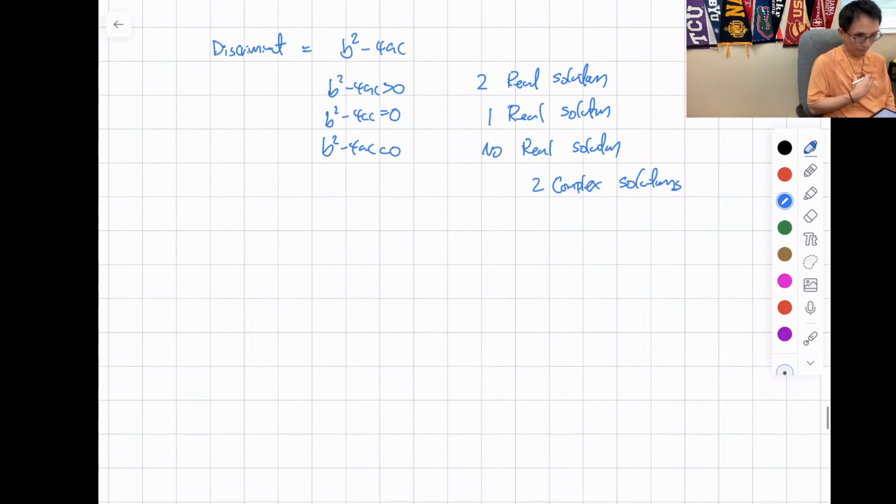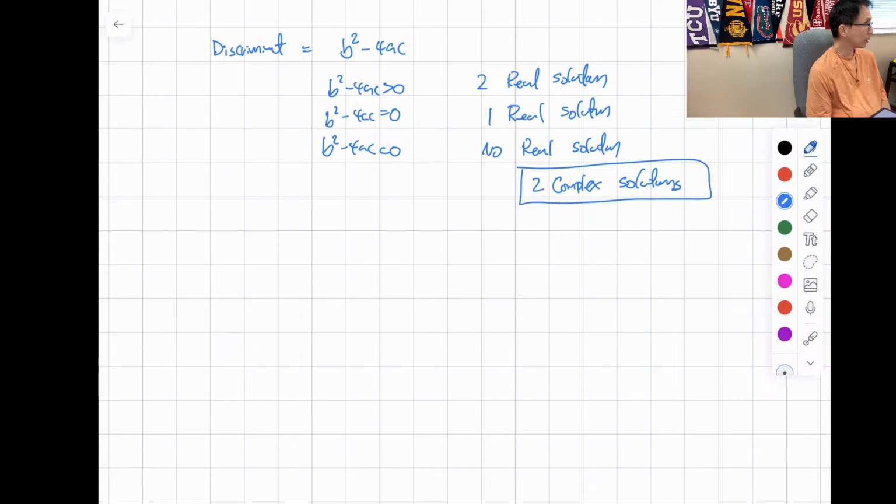So, for example, and I'm going to say this is actually interesting. Two complex solutions. The way I kind of tell people is this: if your solutions are imaginary, they usually come in pairs. They usually come in pairs.